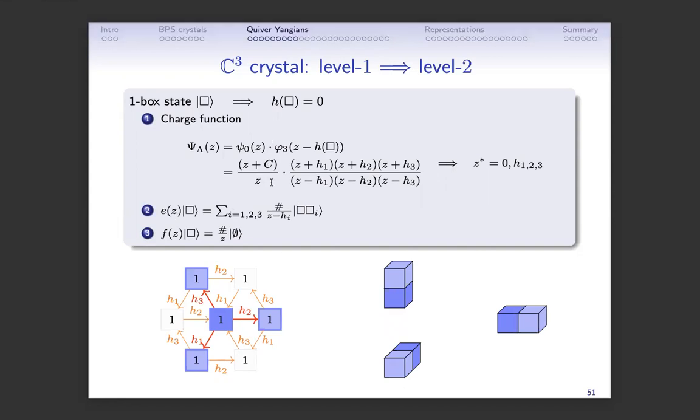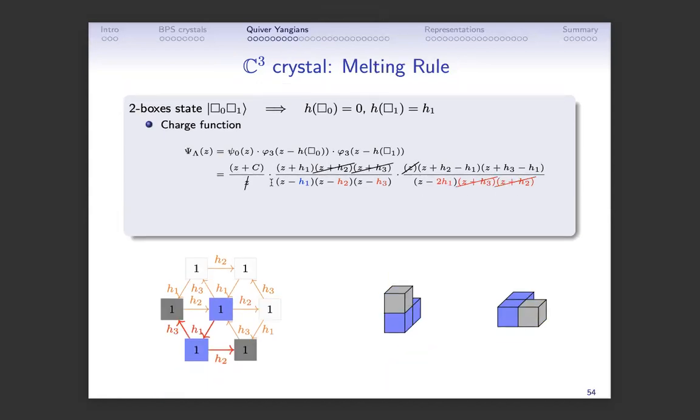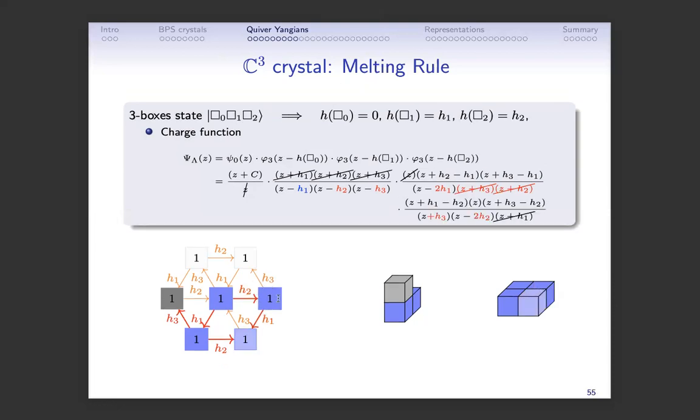I see I'm running over time, so I'll skip through this detail. Maybe just to mention, for example, here the melting rule. The initial states are these two blue boxes, so you cannot add this gray one. You can see this by looking at this charge function. You just don't have the poles to add these two. But if you have a third box here, then they give you a new pole, which is this guy here, which means that now you can add this fourth atom, but this one you still cannot.